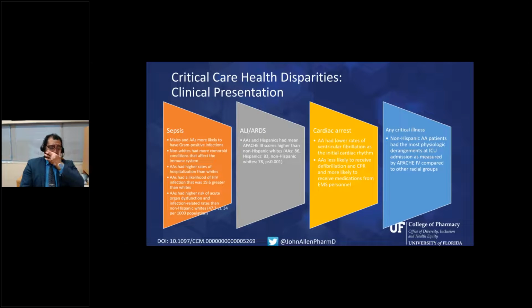And it can impact clinical presentation. So just briefly, I wanted to highlight specific critical care related diseases and differences in clinical presentation based on race and ethnicity, as well as gender in the case of sepsis. So males and African Americans have been demonstrated to be more likely to present with gram-positive infections. And this data is derived from a systematic review and meta-analysis that was recently published in Critical Care Medicine. Non-whites had more comorbid conditions that affect the immune system, and we talked about some of those before, and that can impact clinical presentation of patients.